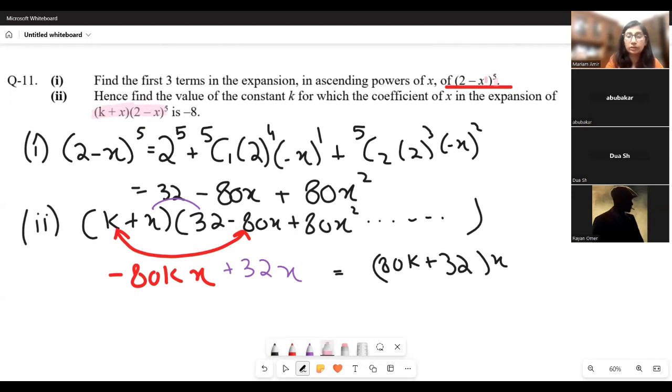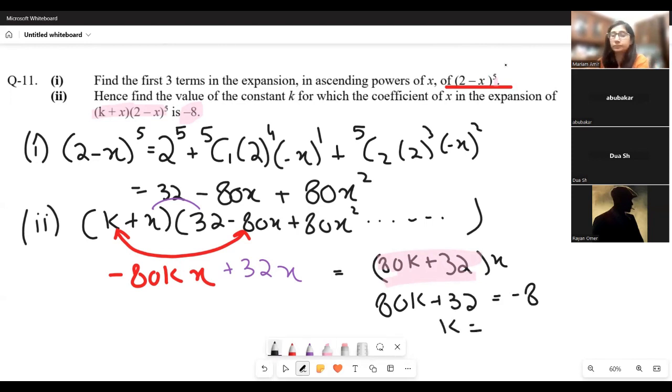And they've told you that this coefficient is minus 8. So equate it to minus 8. Minus 80k plus 32 equals minus 8. So k would be minus half. Sorry, there's a minus that I've missed. There's a minus here, there's a minus here, so it's going to be plus half. Answer is plus half.